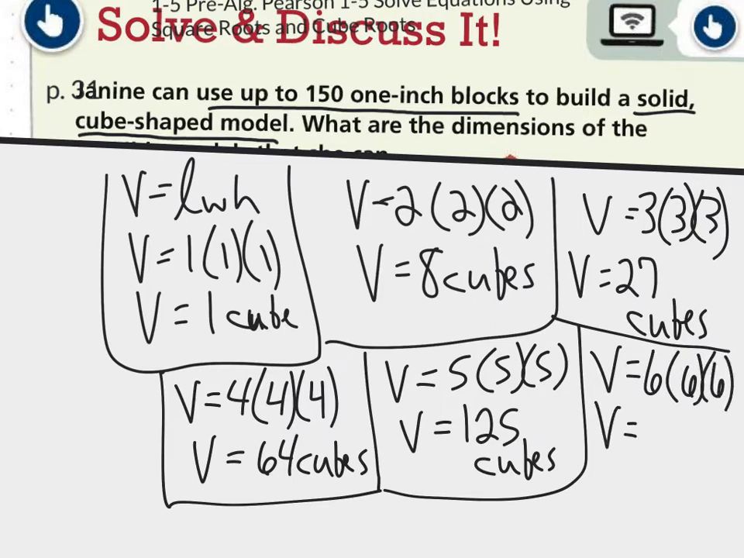If you multiply that out, that would be 216. We only have 150 cubes available, so that's going to be too much. So the biggest solid cube-shaped model would be 5 by 5 by 5. That'd be 125. So we'd have 25 left over, but that's the biggest cube shape that we could make with the blocks we were given.